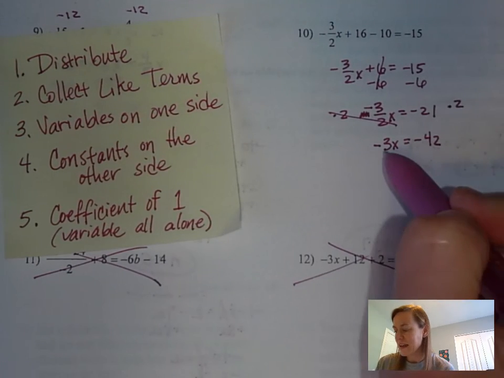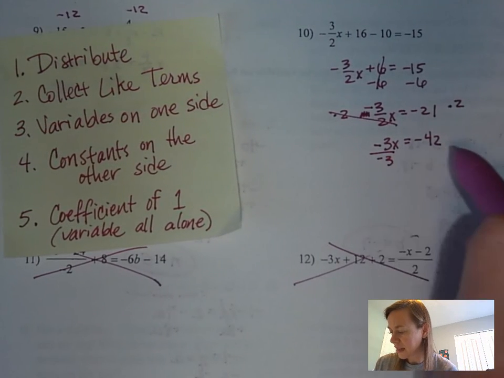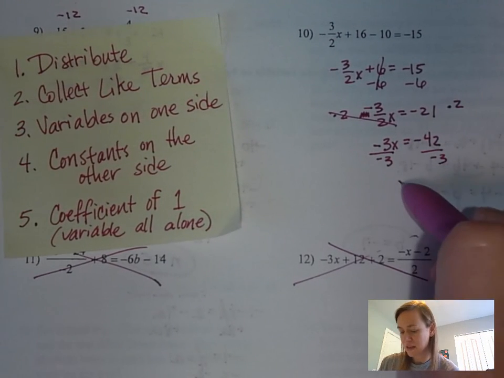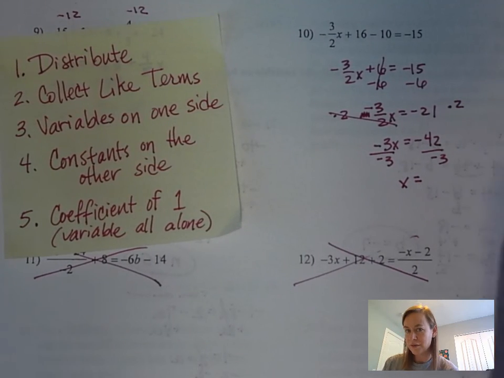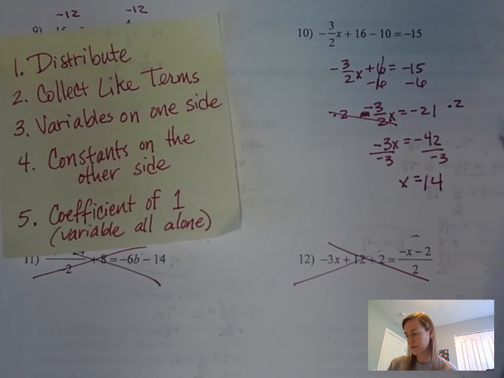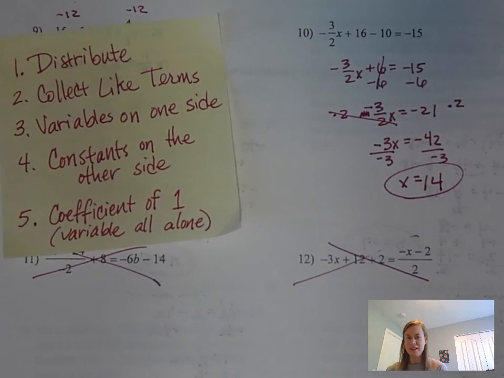Okay, and now I'm going to divide through by what's left, which is negative 3. Negative 3, and then x is going to equal 14. And that is your final answer there.